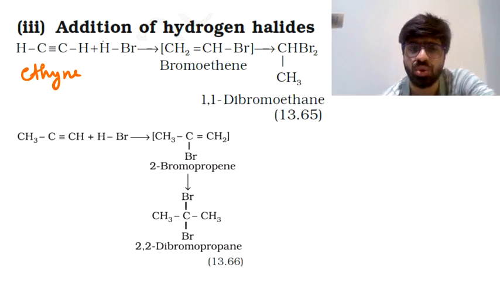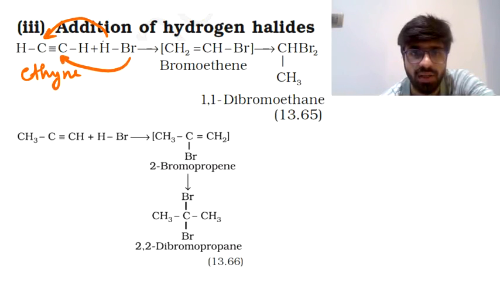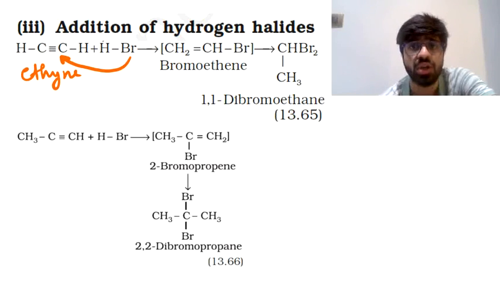You can add H to whichever carbon you want, bromine to whichever carbon you want. So let us say H goes to this carbon atom and bromine goes to this carbon atom. You get the formation of CH2, CH and Br, and the triple bond here gets converted to a double bond. So that's what you get, which is bromoethane. You add another HBr to it.